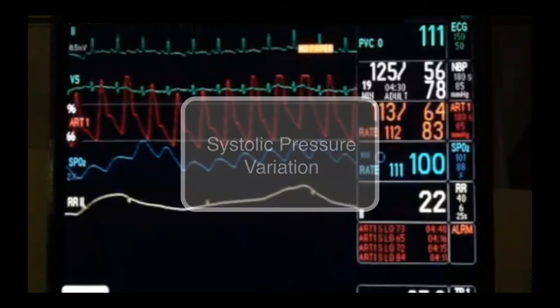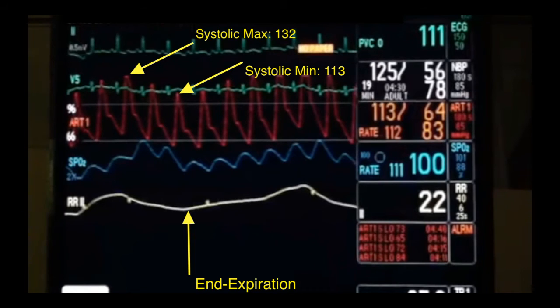In fact, if you take a look here and you do the math, his peak systolic pressure on inspiration, end inspiration, was 132, and his minimum systolic pressure at end expiration was about 113. So that gives us a delta of about 19 millimeters of mercury.